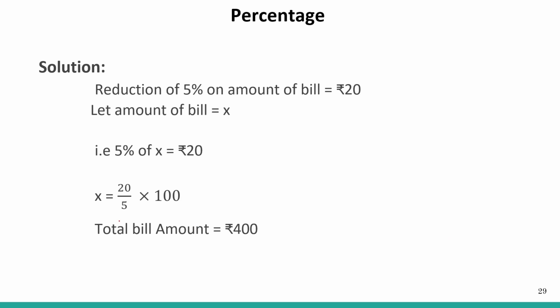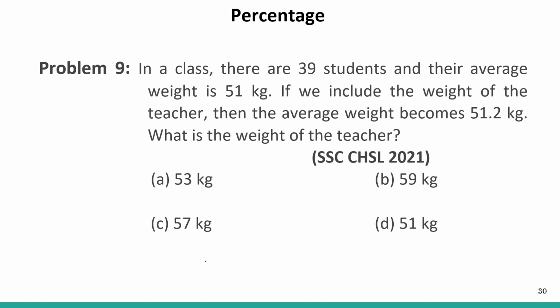So a reduction of 5% on the amount of the bill is equal to 20. Let the amount of the bill be x. So 5% of x is equal to 20. So x is equal to what? 400 rupees. Okay, so let's see problem number 9.